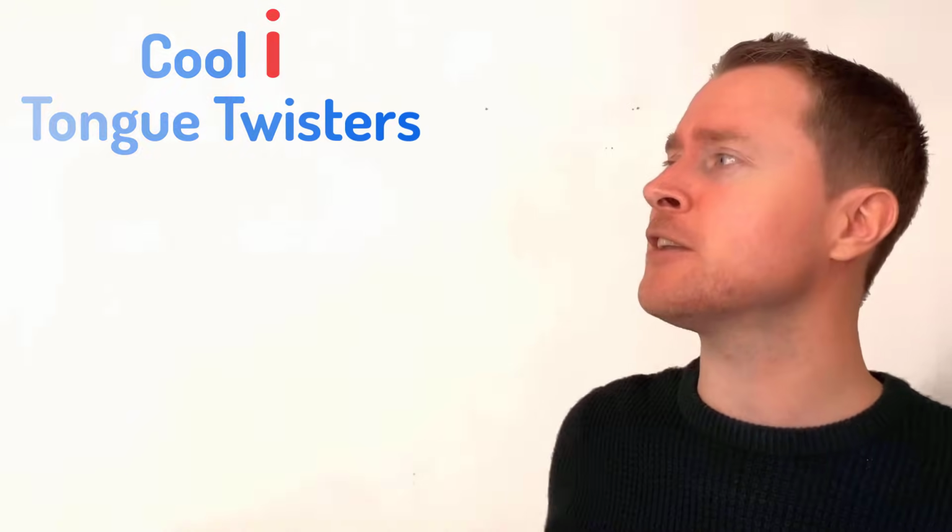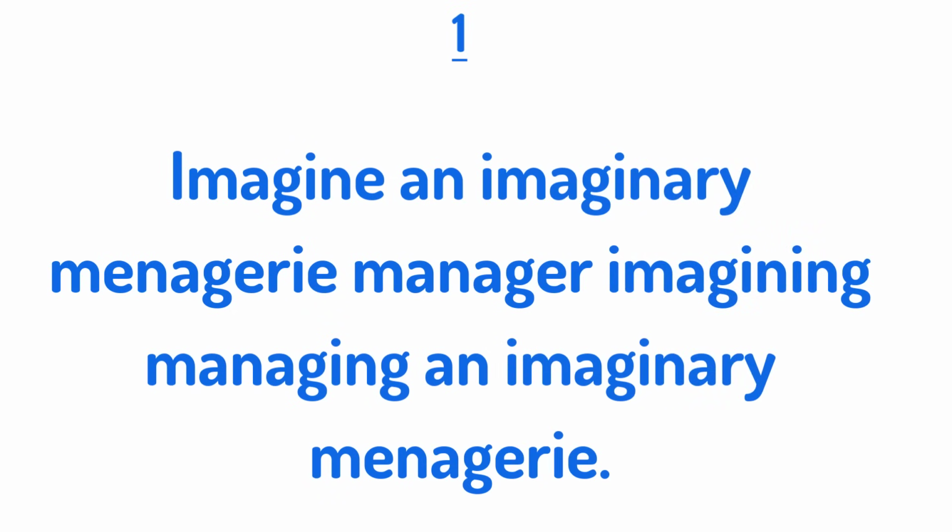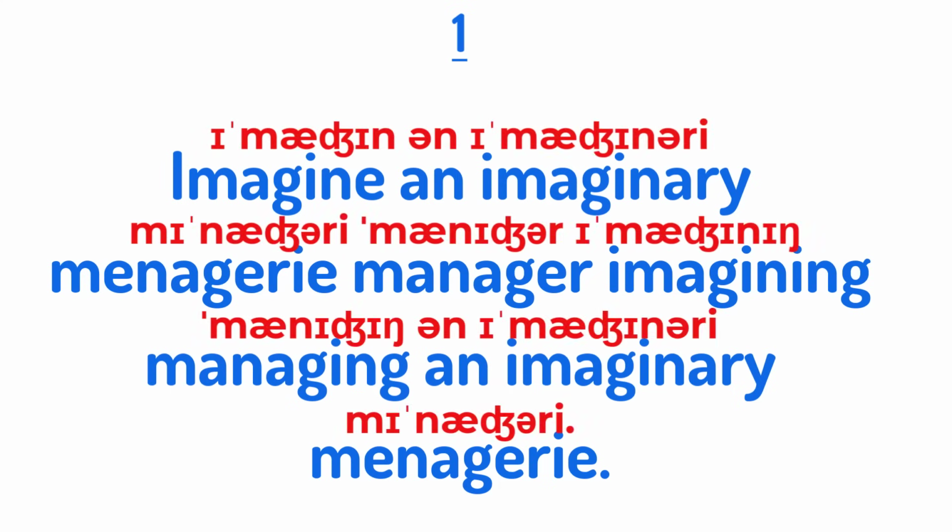Let's start by looking at number 1. Okay, let's have a look at this first tongue twister. It's super hard, okay? But it's really good practice. Try this. Imagine an imaginary menagerie manager imagining managing an imaginary menagerie. What a crazy tongue twister that is, okay? I want you to try that tongue twister as many times as you can, okay? Have a go now.